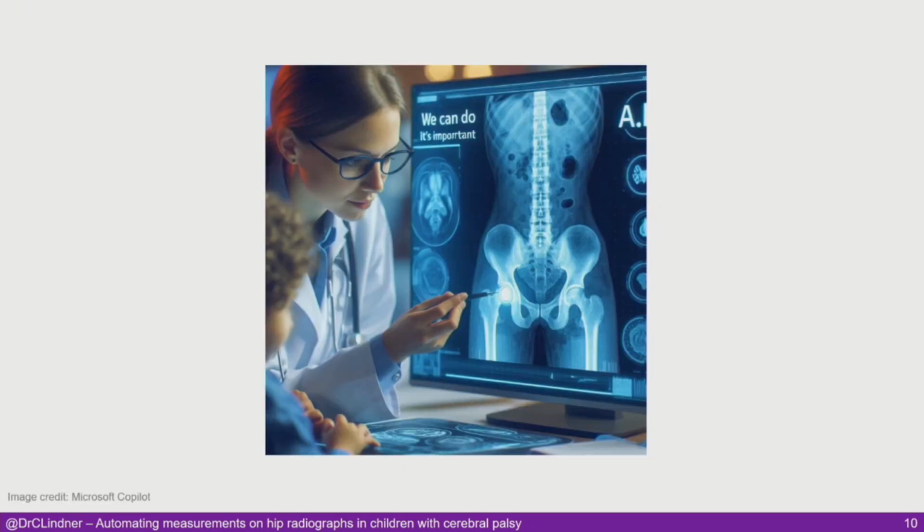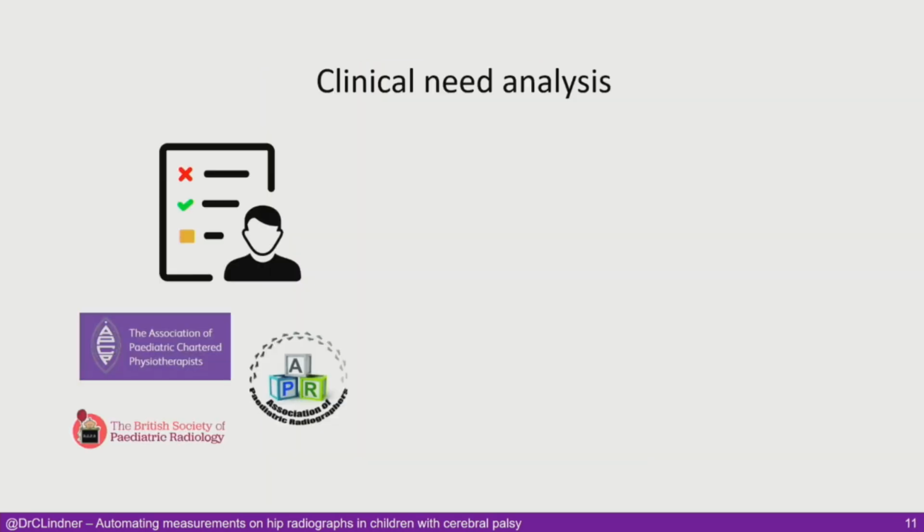Okay, so we've got a system to automatically measure hip migration in this image. Why is it important? What is it good for? To better understand the current situation and the clinical need for such an automated system, we conducted an electronic survey that we sent out to the Association of Pediatric Chartered Physiotherapists, to the British Society of Pediatric Cardiology, and also to the Association of Pediatric Radiographers.